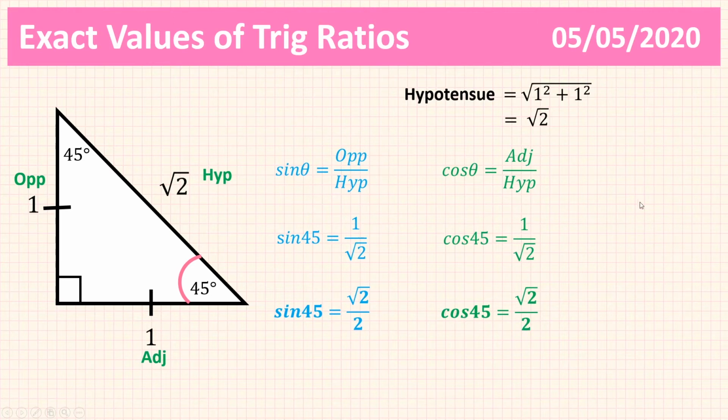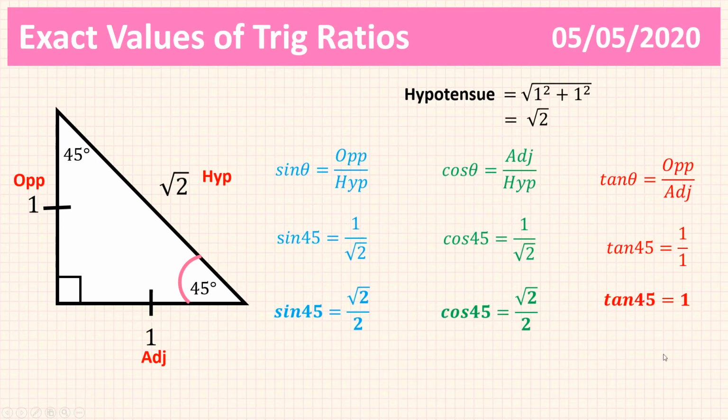Now we need to do tan. So tan, once again, is opposite over adjacent. We substitute our values in. There we are, we get 1 over 1. Opposite is 1, adjacent is 1, which means tan of 45 is 1. So these are the exact values when we have a 45-degree angle.